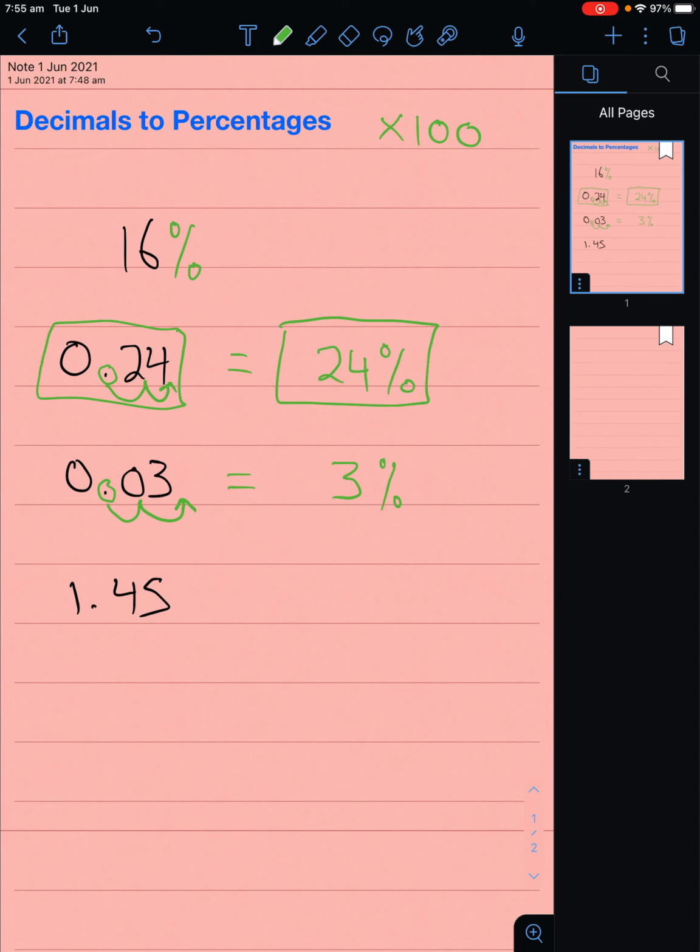Last one, same thing again. We're going to move this decimal 2 spots. So 1, 2. There we go. So when we write our new number, we're going to write 145. The decimal would have been after the 5, but because then there's nothing else, we don't need to write it. So we just finish up at 145%.